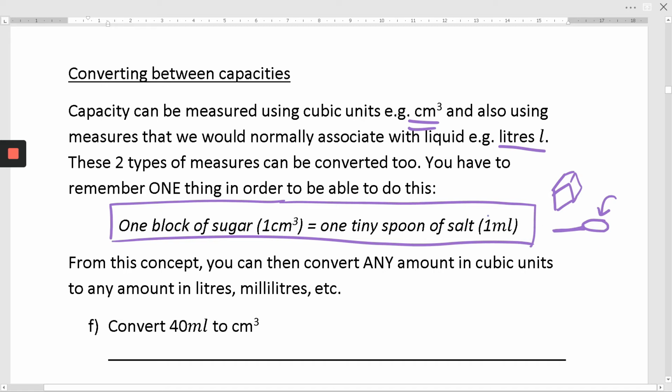And I want you to remember that my block of sugar and my tiny spoon of salt have got the same volume, the same capacity. If I broke up all that sugar in my cubic centimeter, I'd have 1 milliliter of sugar, and it would fit inside my 1 milliliter measuring spoon. If you can hold on to that thought, you'll be able to do any conversion between cubic units and capacity in terms of liters and milliliters and so on. All right, so let's have a go.